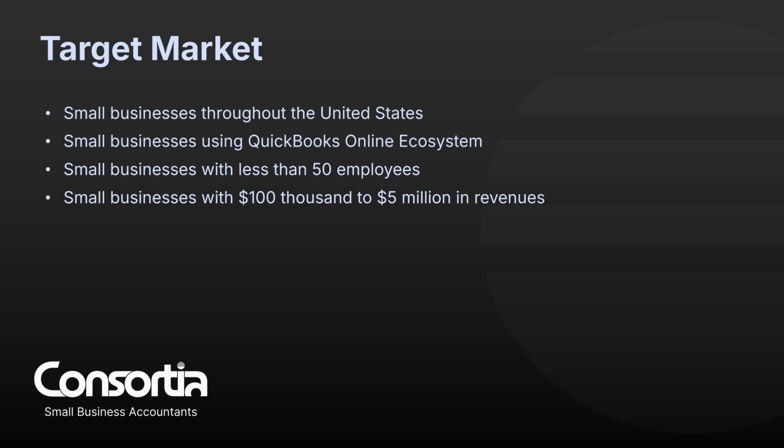For example, one of the frustrations that a small business person has is they may be doing their books on QuickBooks Online, but they're using ADP or Paychex for payroll. Well, that doesn't integrate together, so you have to make an extra effort to put that information within your bookkeeping. That's why we love the QuickBooks Online ecosystem, as they all seamlessly work together. If you're doing the payroll in QuickBooks Online Payroll, you do it within QuickBooks, and so all the information is there together. Small businesses with less than 50 employees, small businesses with anywhere between 100,000 to 5 million in revenue.